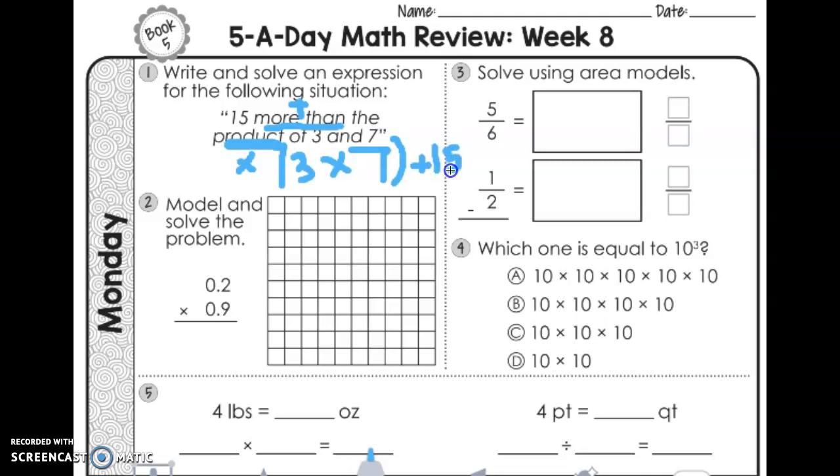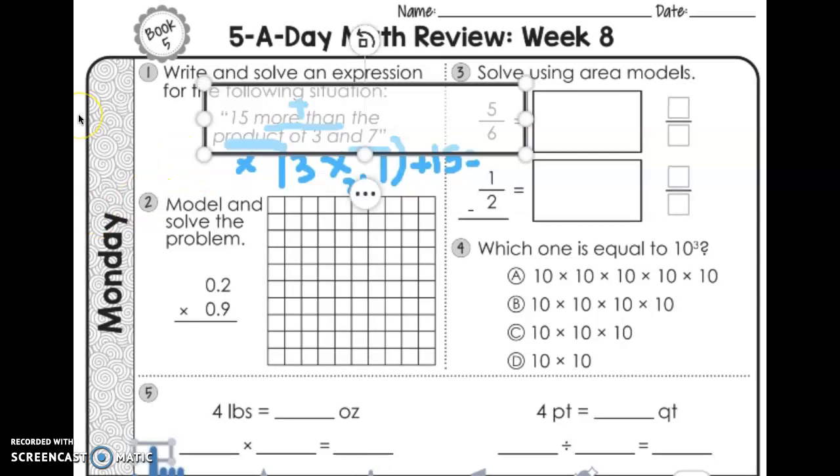All right, so I've written my expression because you'll notice it tells us to write the expression and solve it. So if you didn't write it as well, you should make sure to do that. So let's see. I know that 7 times 3, I'm going to do that first. So 7 times 3 is 21. And 21 and 15 is going to be 36. So my final answer is 36.